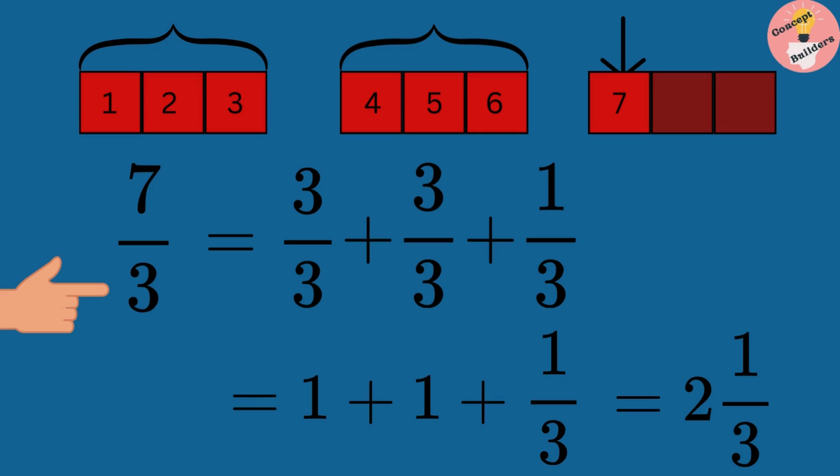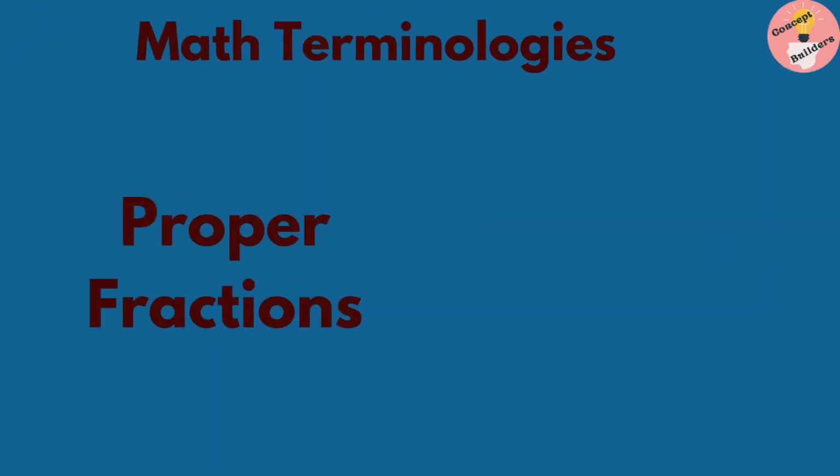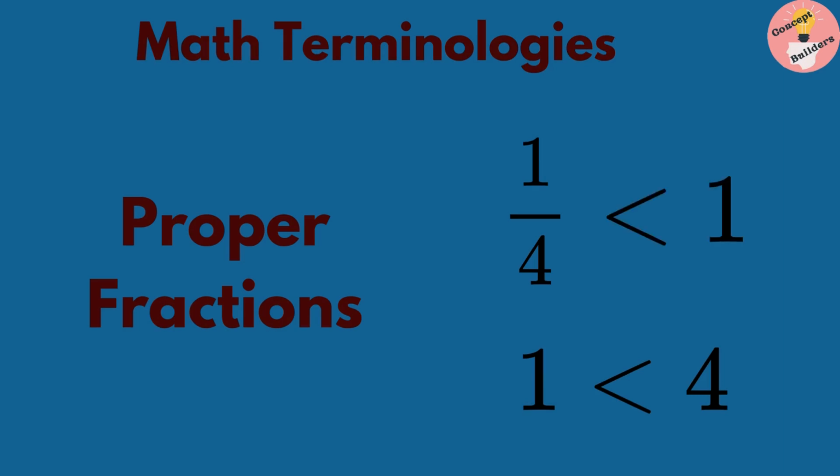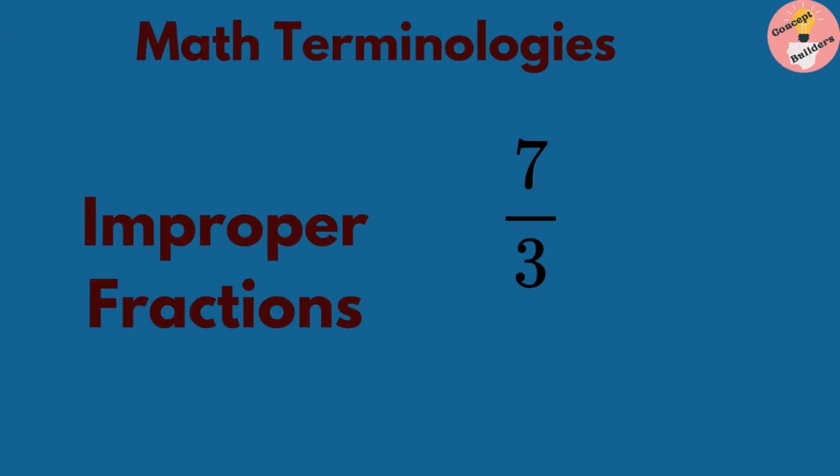Okay, time for some math terminologies now. When a fraction's numerator, or top, is less than its denominator, or bottom, it is called a proper fraction. As you can understand, proper fractions are always less than 1. And when the top is more than its bottom, the fraction is called an improper fraction. This is always greater than 1.